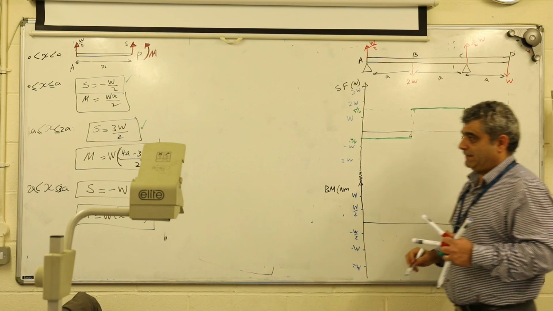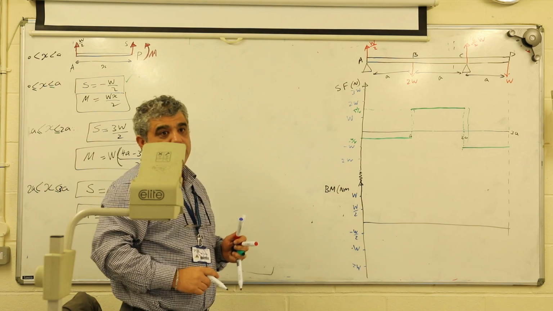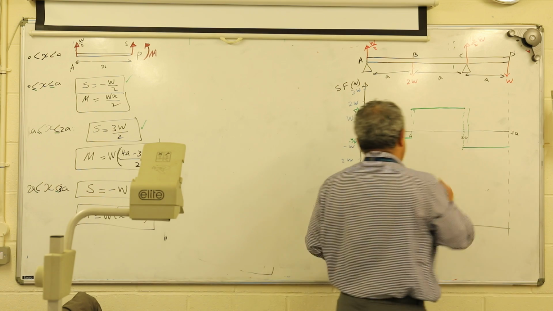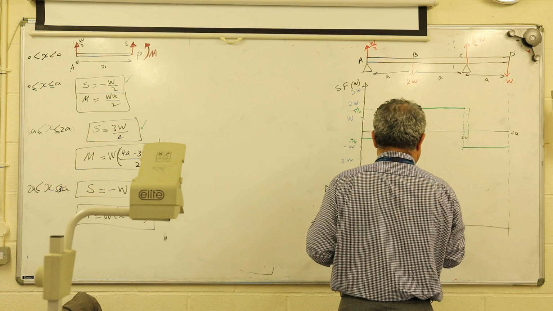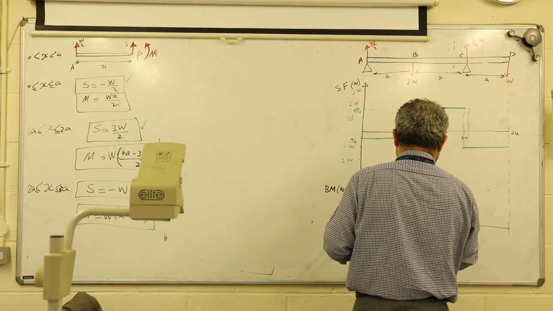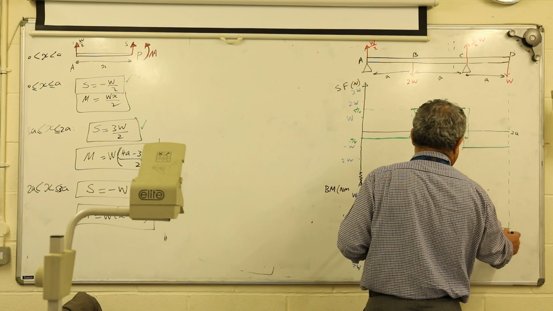Yeah? Okay. Then let's go to the equation of the moment. How are we going to draw the moment? How many equations of moment do we have? One we have for the A, which is here. One we have for the 2A. This is A. This is 2A. And this is 3A.